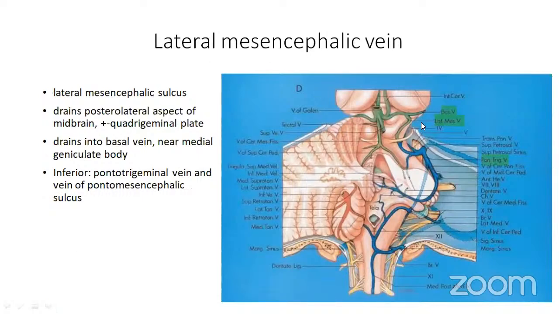The lateral mesencephalic vein courses in the lateral mesencephalic sulcus. It drains the posterior lateral aspect of the midbrain, or it may also have drainage from the quadrigeminal plate. It drains into the basal vein near the medial geniculate body. Inferiorly, it may join the pontotrigeminal vein and the vein of the pontomesencephalic sulcus.